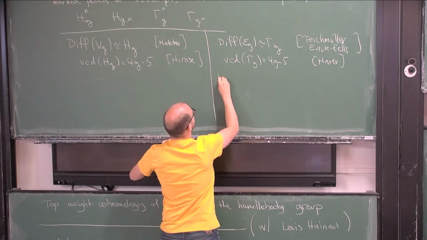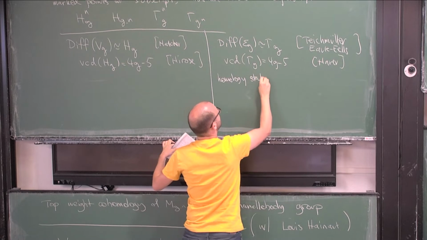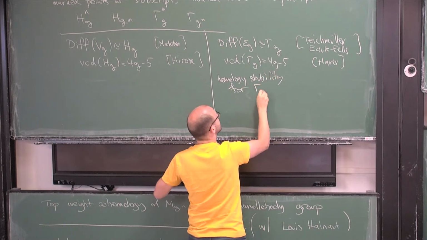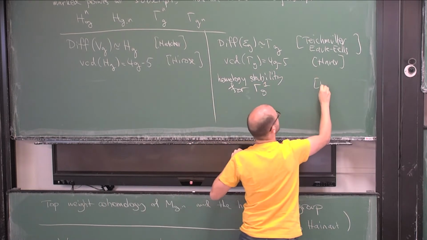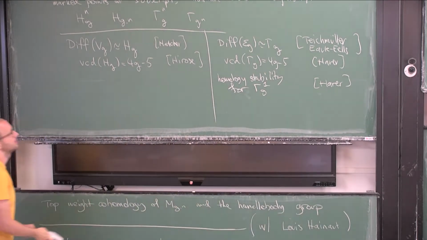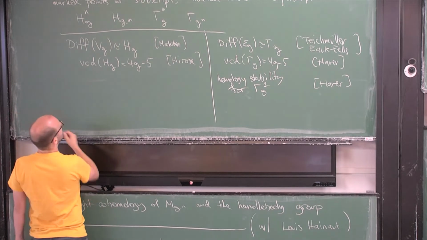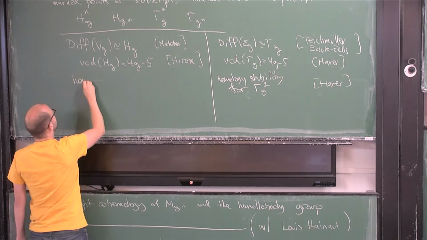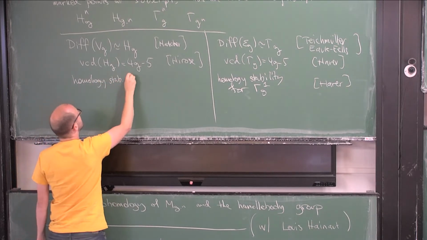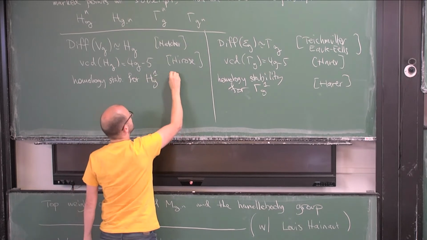There is homological stability. So in a range increasing with the genus, the homology stabilizes. This is true here, where it's due to Hatcher and Wahl.